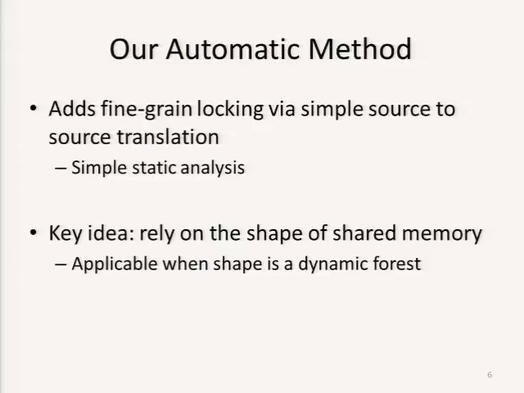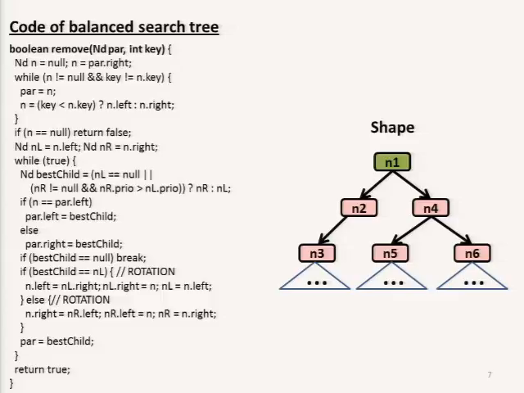In this work, we show a method to add such fine-grain locking by using a simple source-to-source translation. The method uses a simple static analysis, because part of the method is dynamic. Because of that, the method is able to handle cases that are usually hard for a static analysis. The main idea of the method is to rely on the shape of shared memory for the synchronization. The method itself is not applicable in every case. It is applicable when the shared shape can be seen as a dynamic forest, a forest that is dynamically changed. So if we are given code, even complicated code, the method doesn't really need to understand the details of the code.